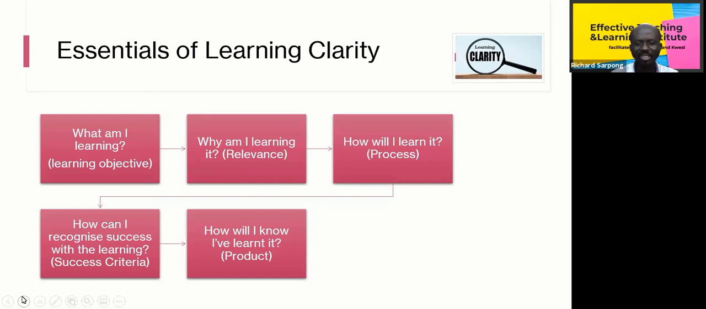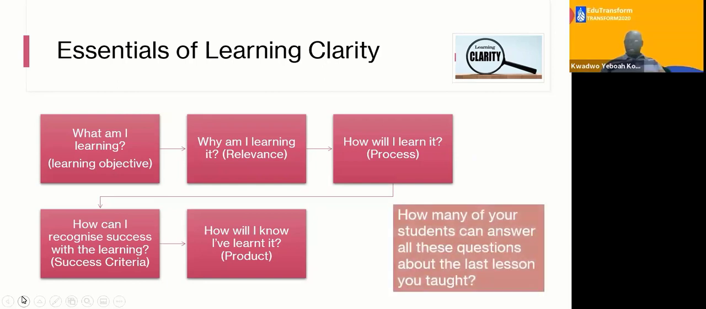And that means that we need to do a lot more to reimagine how students learn in our classrooms by looking at some of these essentials that we are talking about: making learning clear to them, what they are learning, how they are going to learn it, the relevance of it, and how they will know that they are being successful with their learning.